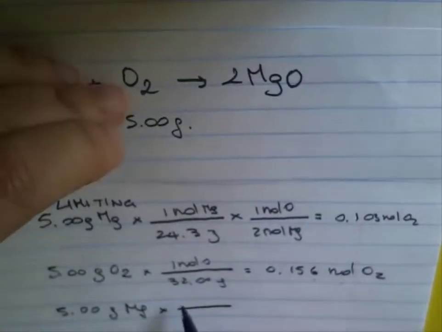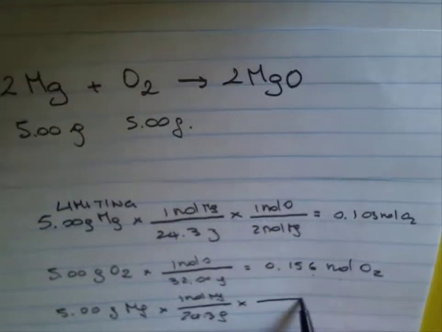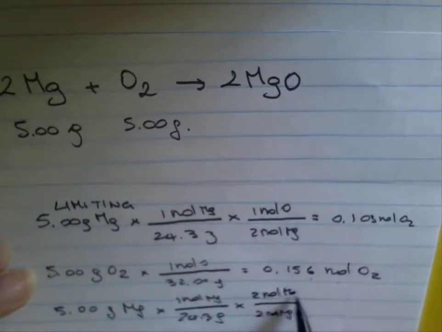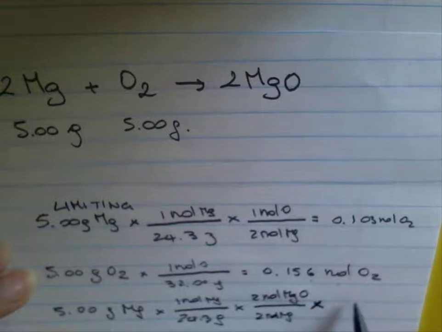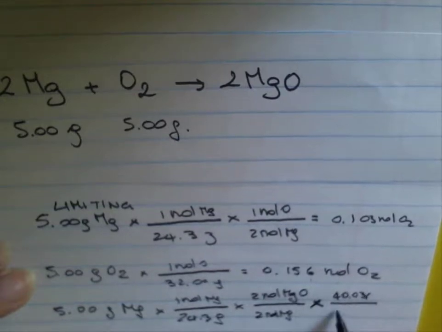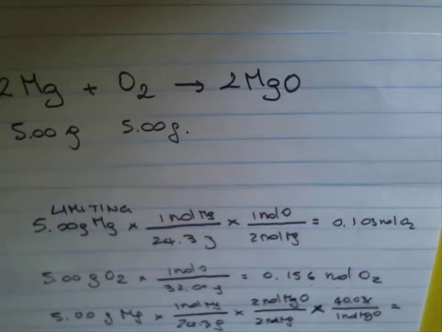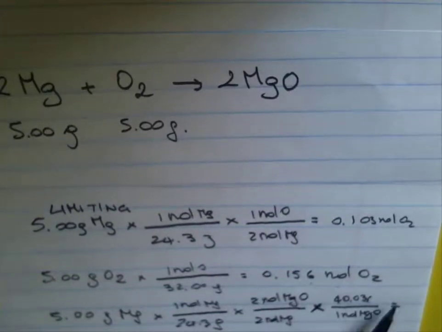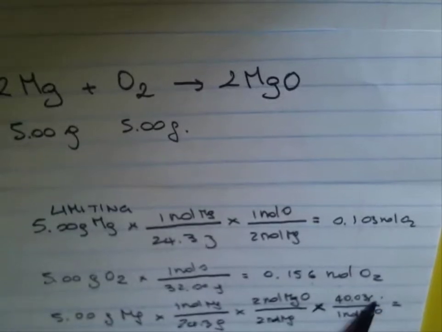So for 1 mole of magnesium, 24.3 grams, and we have 2 mole of magnesium per 2 mole of magnesium oxide, and this will give us, multiplied by the molar mass of magnesium oxide, which is 40.3, so solving this string, I'm going to get that the amount of magnesium oxide I can produce is 8.30 grams. So 8.30 grams is the amount of magnesium oxide I can produce, and it's calculated from the limiting reactant.